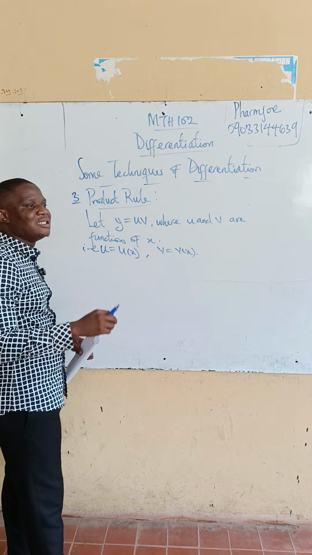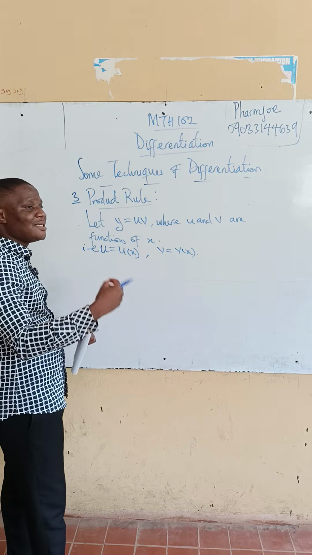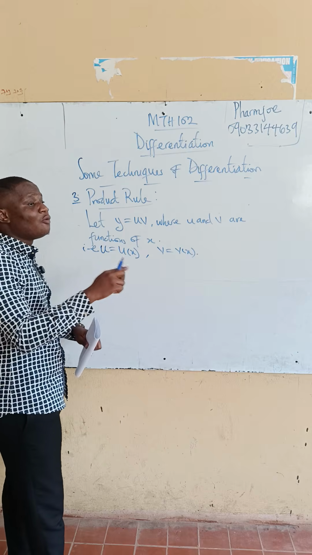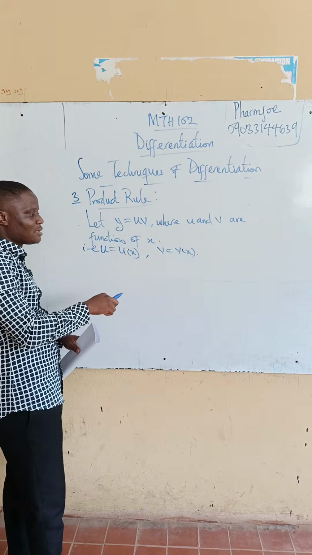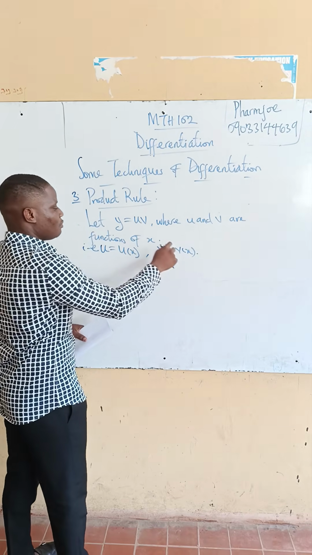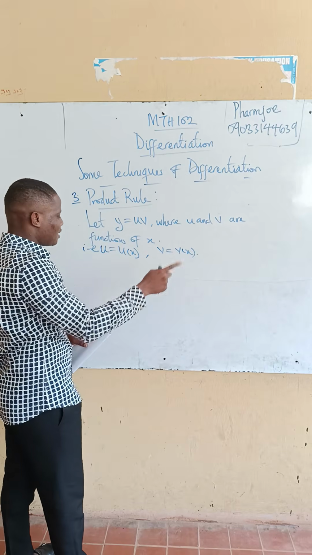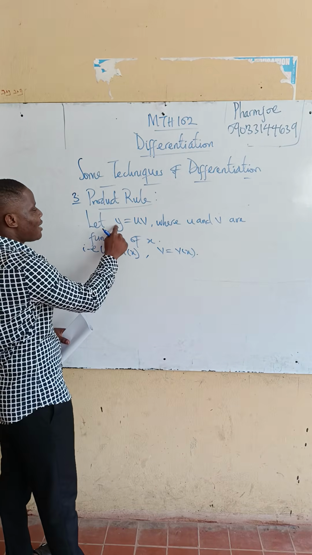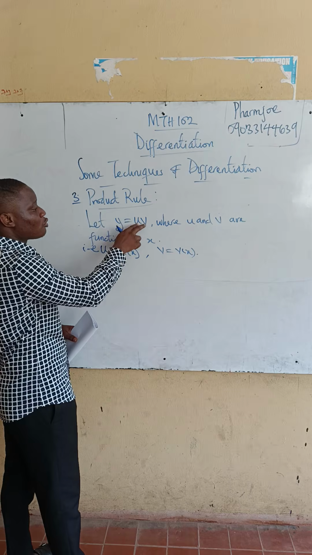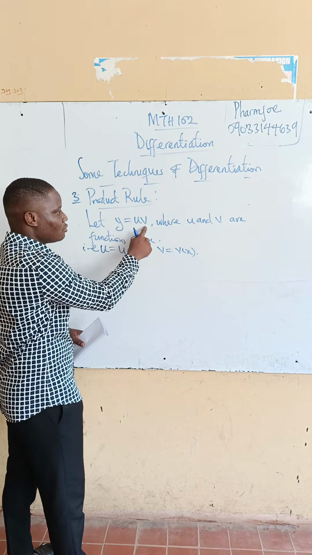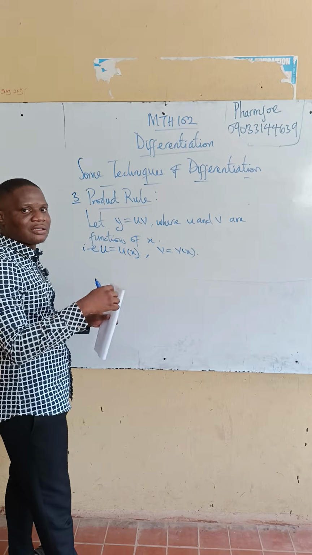Don't forget that I told you that in differentiation, we are finding the rate of change of the dependent with respect to the independent. So I will find dy dx, the rate of change of the dependent with respect to the independent. Don't forget that. So here we now have y being a function of the product of two functions, u and v. What is linking them is multiplication, unlike where you did the addition and the subtraction.